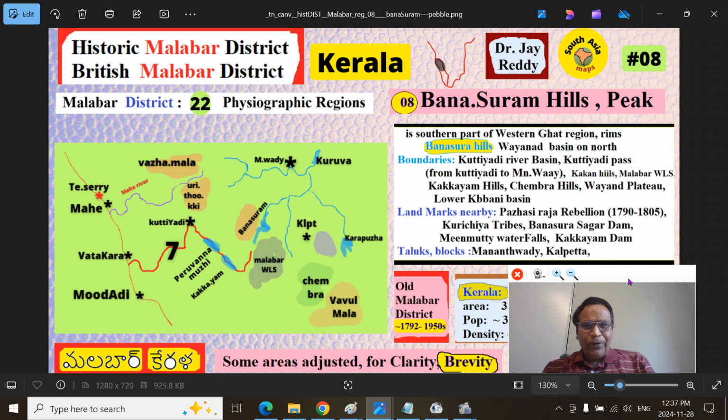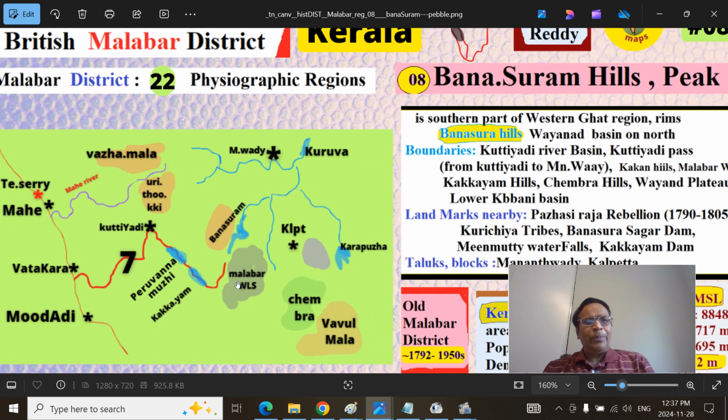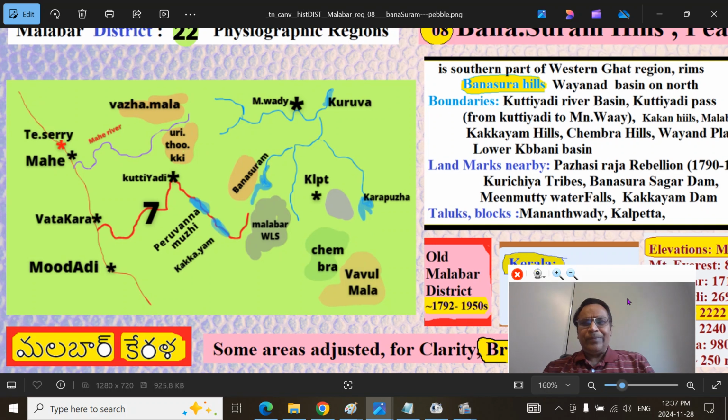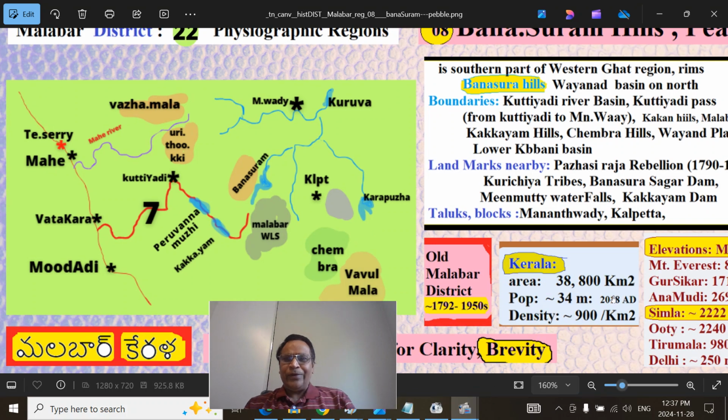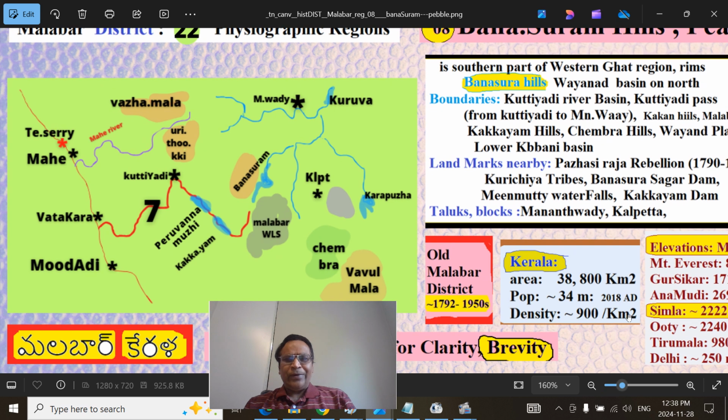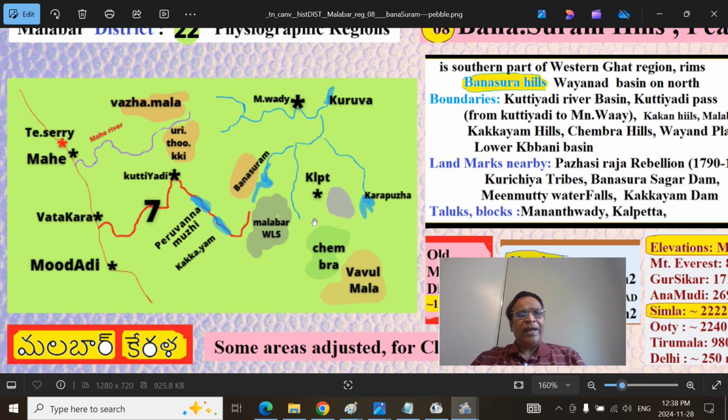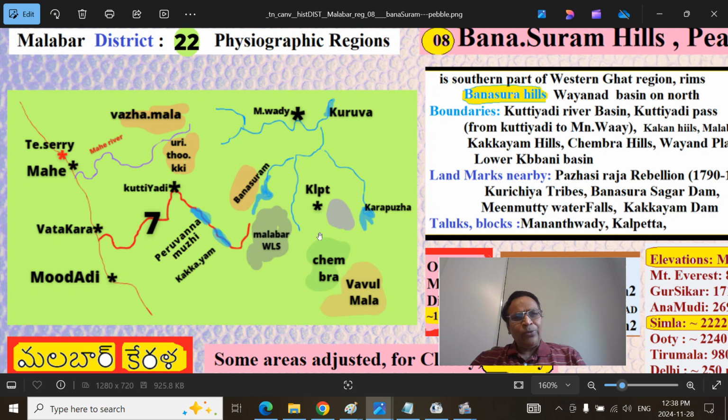First, I will go over the basics of the region. Before that, I will show you certain prominent physiographic regions. This is the Kerala area, roughly 38,000 square kilometers. This is the population, I think 2018, almost 39 million, meaning about 1,000 people per square kilometer. Malabar district as a geopolitical administrative entity existed from 1792, approximately 1800, for about 150 years, till 1956, when the States Reorganisation Act made it a part of Travancore-Cochin state, later designated as Kerala province.